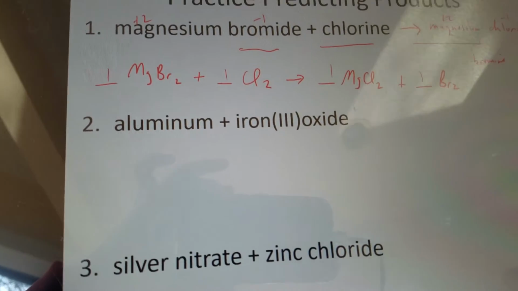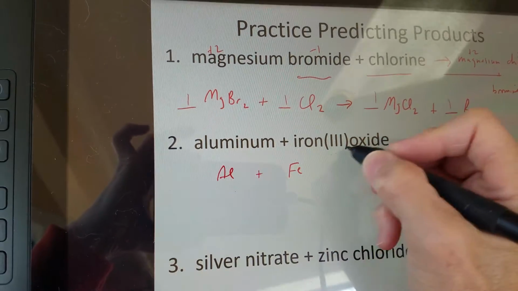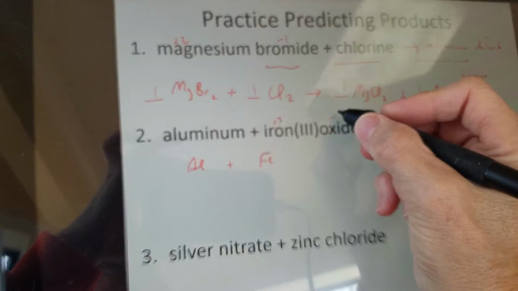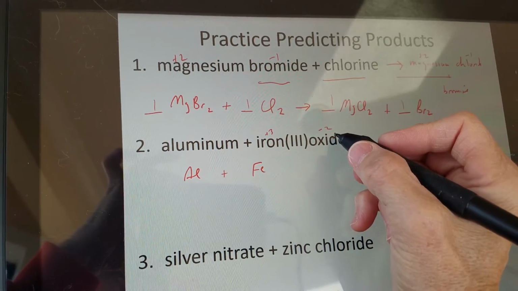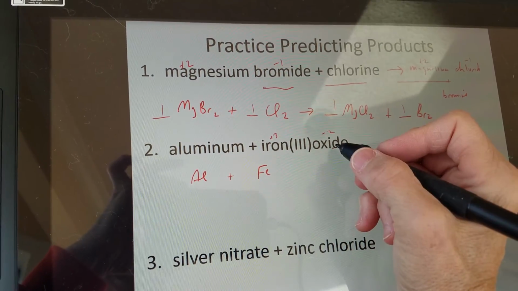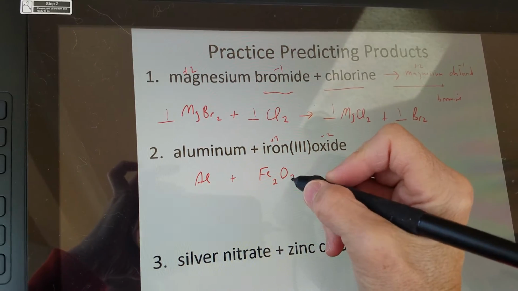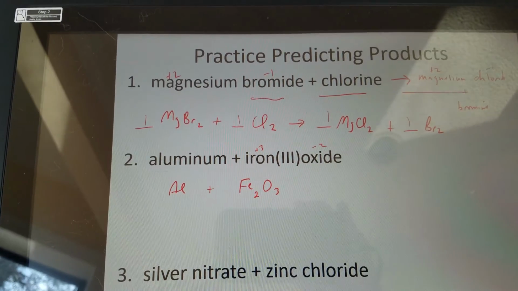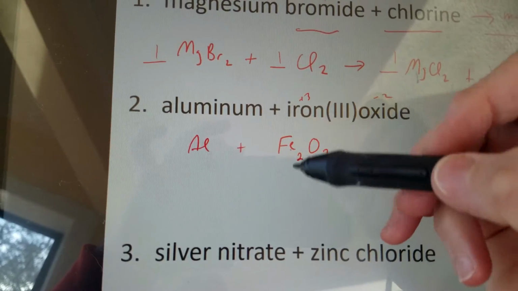I look at the second one, we have aluminum by itself. We have iron 3. That tells me that the iron has a +3 charge. Oxide is a -2. So if this is +3 and that's -2, then I would need 2 for the iron and 3 for the oxygen. So +3 times 2 gives me +6.